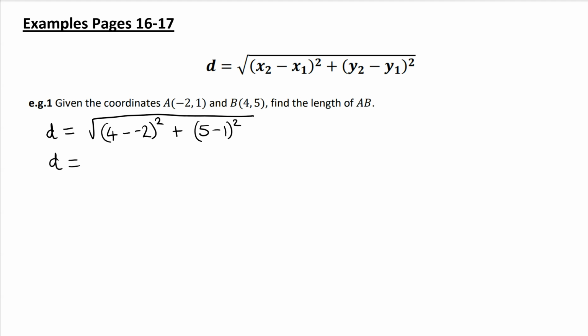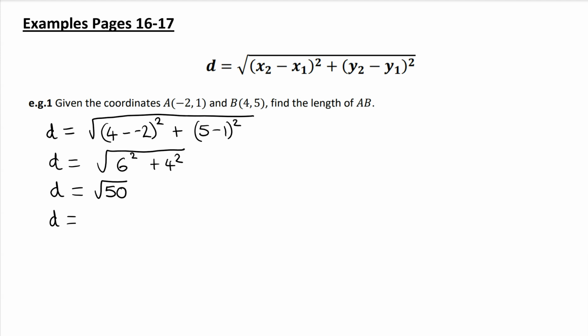Now what I'm going to do is work out what's in the bracket. So I've got a 6 in my first bracket and a 4 in the second one. Add 6 squared and 4 squared together to give me the square root of 50. Now I'm not going to change this to a decimal, but I'm going to do a little bit more with this. I'm going to simplify this first.